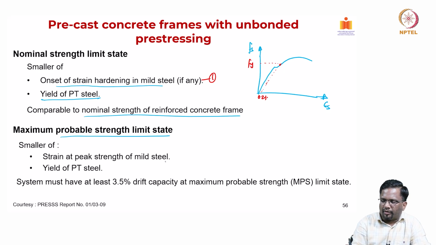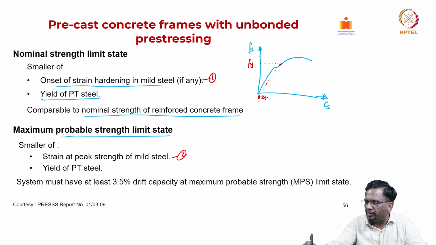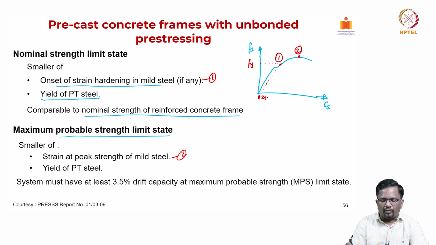Now how about the second one? The second one is basically the maximum strain. So this is your first and this is your second. The second is the smaller of, again, the yielding of the other. For PT steel we don't want it to yield, because we want the PT tendon to be elastic. It's a very high strength material. So for the maximum probable strength or nominal strength, you always take the smaller of these two strain conditions.